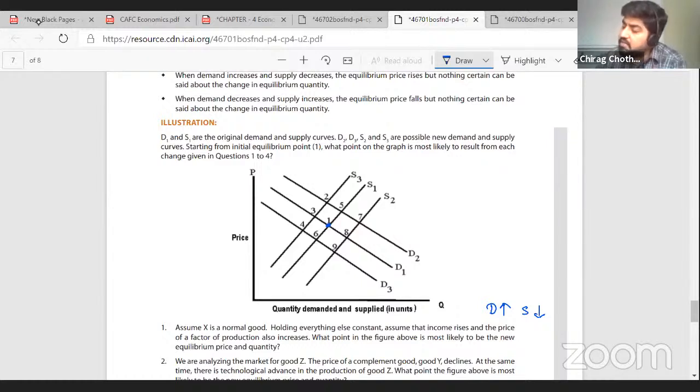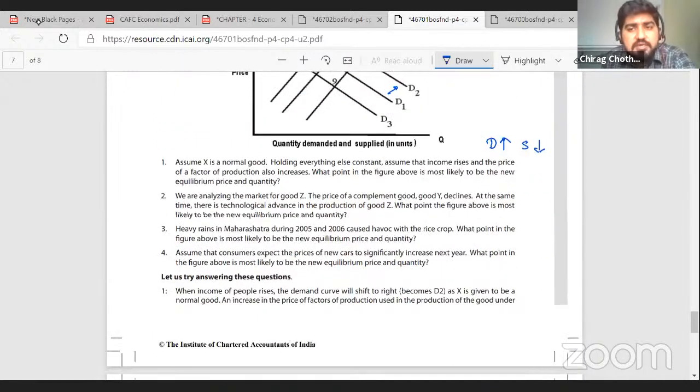Now decrease in demand, that means demand curve will shift from D1 to D2, and decrease in supply, that means it will shift from S1 to S3. So you have to find out the equilibrium point where D2 matches S3. D2 matches S3. So demand and point number 2. Correct? Right? So this is how you have to find out what will be the answer.